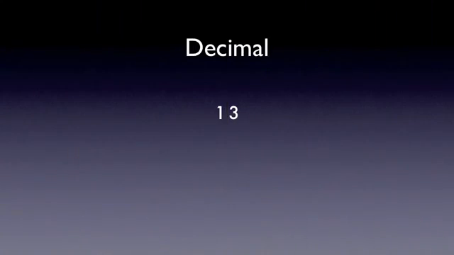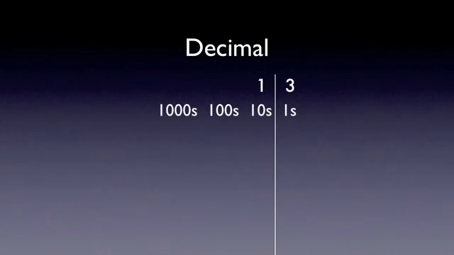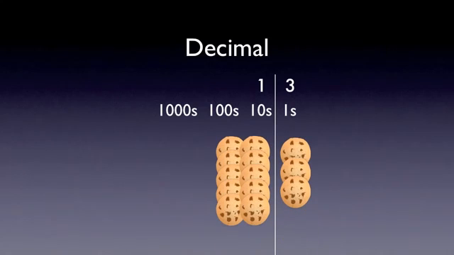We'll use chocolate chip cookies to illustrate. The number 13, written in the familiar decimal system. In primary school, we learned that each of the digits of a number can be placed in a column. In decimal, there are columns for ones, tens, 100s, 1000s, and so on. So the number 13 is composed of one lot of 10 and three lots of 1. Using cookies to illustrate, there is one lot of 10 cookies in the first column and three lots of 1 cookie in the second column, for a total of 13 cookies.